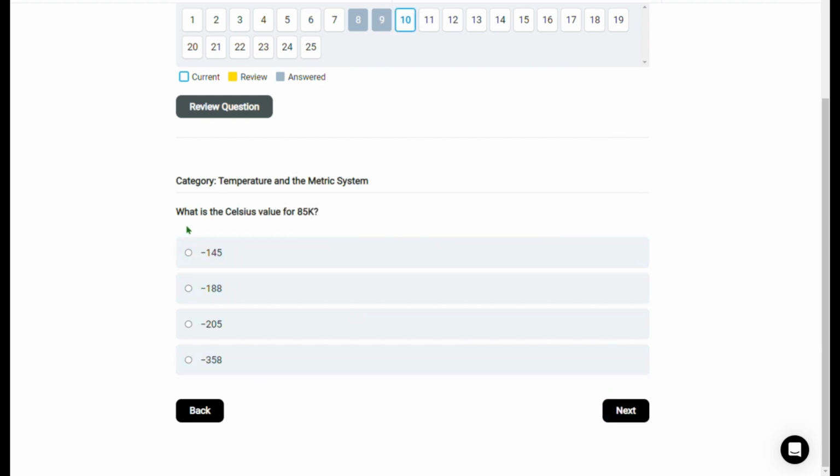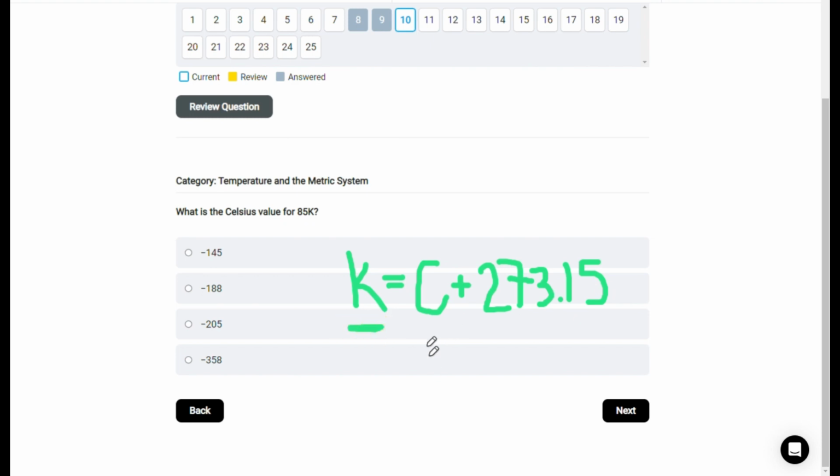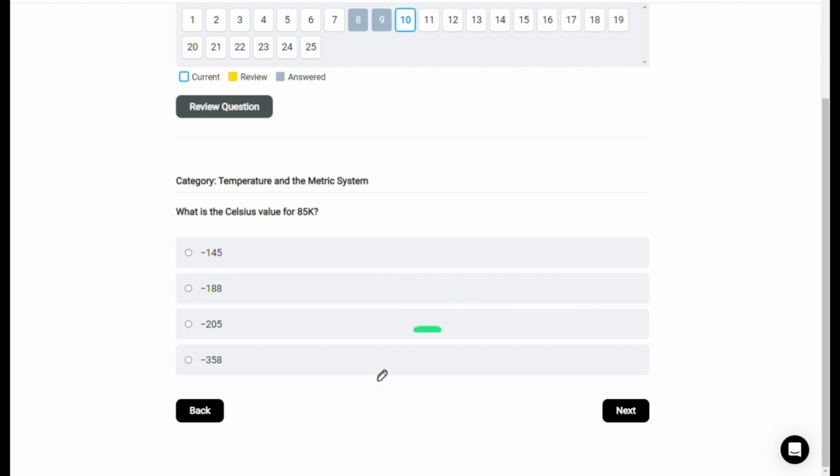What is the Celsius value for 85 Kelvin? This really comes down to a simple equation that is often used in chemistry that uses the relationship of Kelvin and Celsius together. The relationship is: Kelvin is equal to Celsius in degrees plus 273.15. As we can see in this equation, it's really simple if you're given Kelvin to solve for Celsius, or if you're given Celsius to solve for Kelvin.